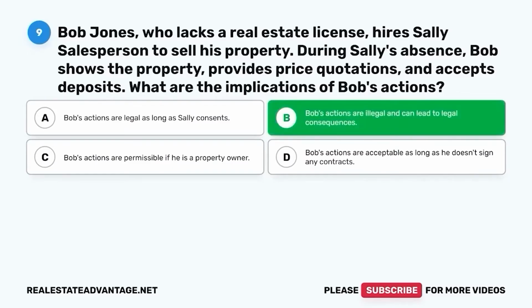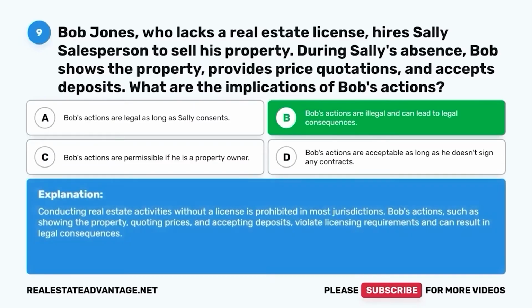The correct answer is B. Bob's actions are illegal and can lead to legal consequences. Conducting real estate activities without a license is prohibited in most jurisdictions.